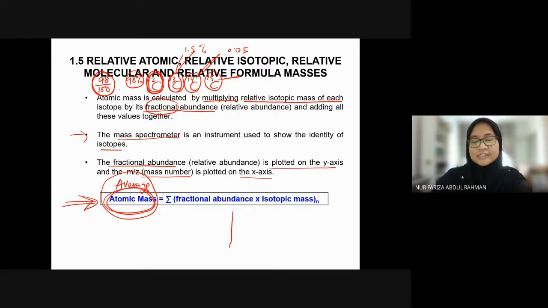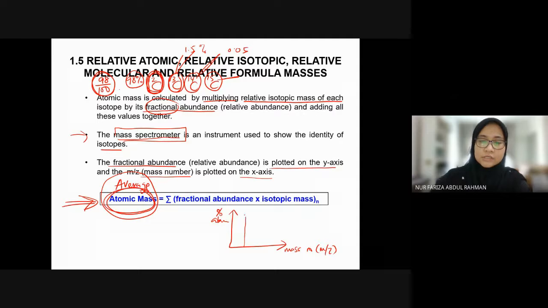This is an example of a graph produced from the mass spectrometer. We have percentage abundance, and then we have mass number, or m/z. Take for example, we have carbon-12 just now. So this is carbon-12, and this is carbon-13 maybe.